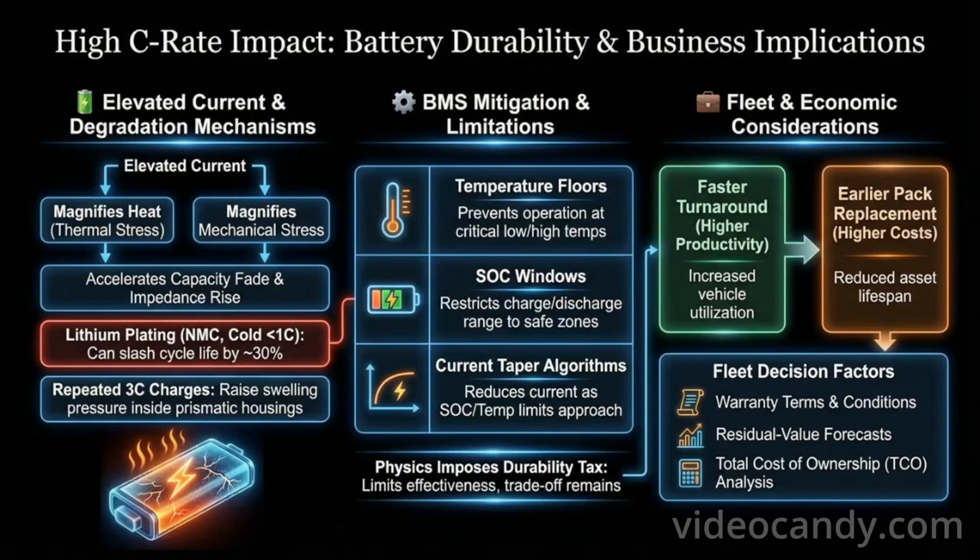Elevated current magnifies heat and mechanical stress, accelerating capacity fade and impedance rise. Lithium plating above 1C in cold NMC cells can slash cycle life by 30%, while repeated 3C charges raise swelling pressure inside prismatic housings. The BMS counters with temperature floors, SOC windows, and current taper algorithms, but physics imposes a durability tax. Fleet operators must weigh faster turnaround against earlier pack replacement, influencing warranty terms and residual value forecasts.